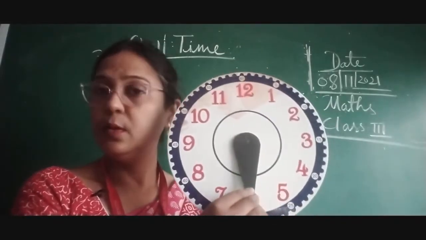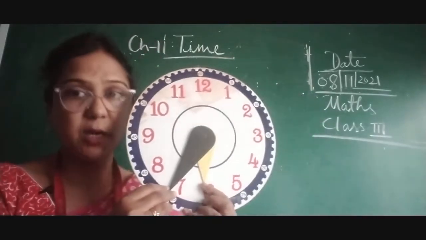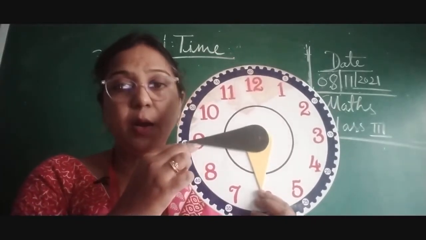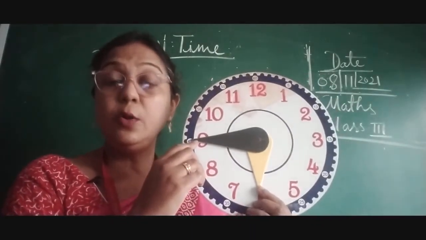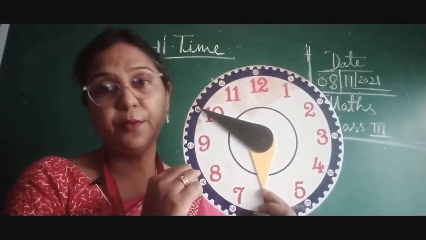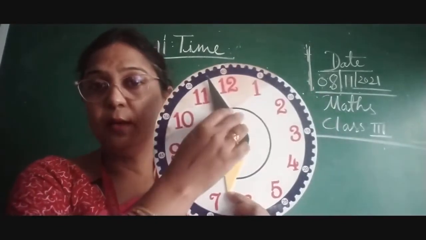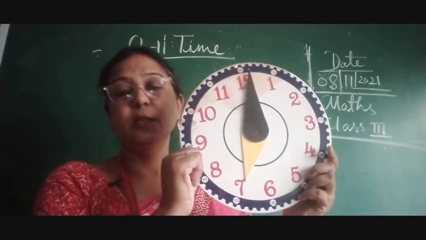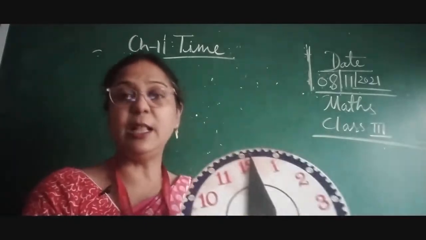Now here, half past 6. Now here, children, 35 minutes past 6, 40 minutes past 6, quarter to 7. Now here, 6:50, here 6:55. Now here it is 7 o'clock. Like this we will measure the numbers and tell the time.